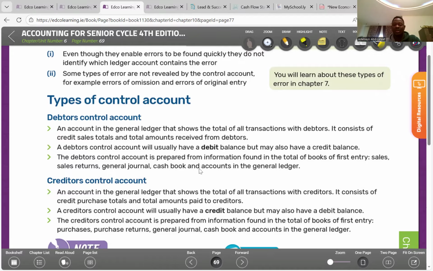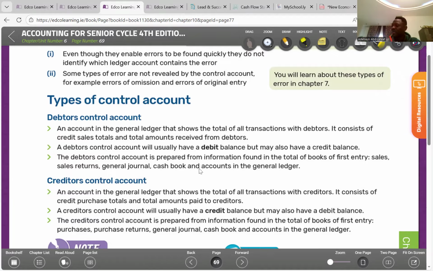But the types of control accounts we have is debtors control account and creditors control account. So like I said earlier, debtors control account is an account in the general ledger that shows the total of all transactions with debtors. So if you have sold to your debtors, how much is the credit sales total? It's going to be on the debit side of your debtors control account. And the total amount of money you received from your debtors is going to be on the credit side of your debtors control account, or debit side of your sales ledger control account.